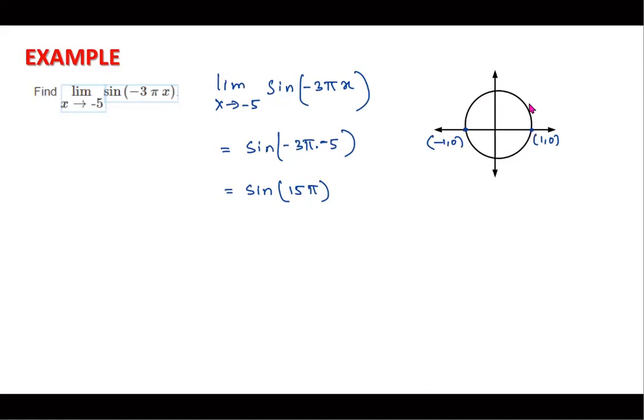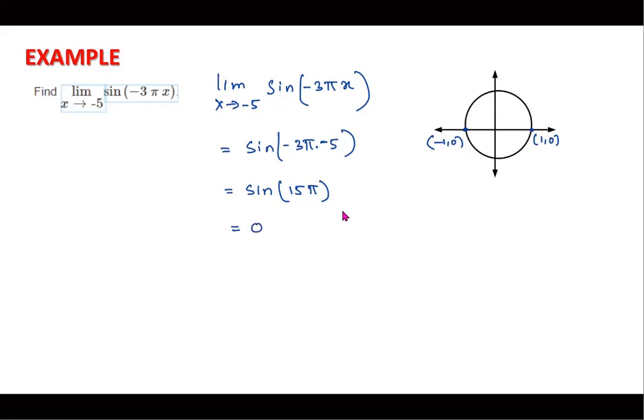So sine is 0 at 0 pi, which is the same as 0. When you come here, this is 1 pi. At 1 pi, it is 0. Here again, at 2 pi, it is 0. At 3 pi, it is 0. At 4 pi, it is 0. So whatever that number may be, 1, 2, 3, 4, for all multiples of pi, the value of sine is 0. That means this limit is equal to 0.